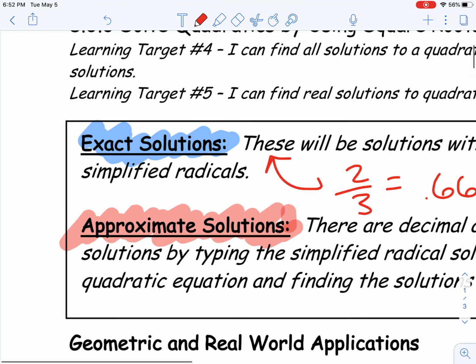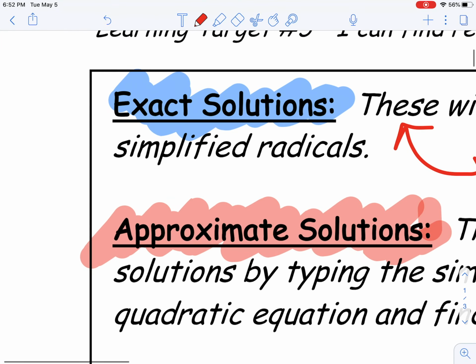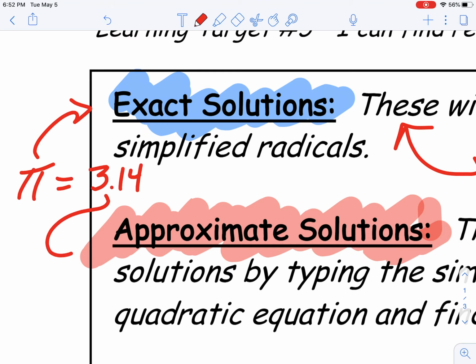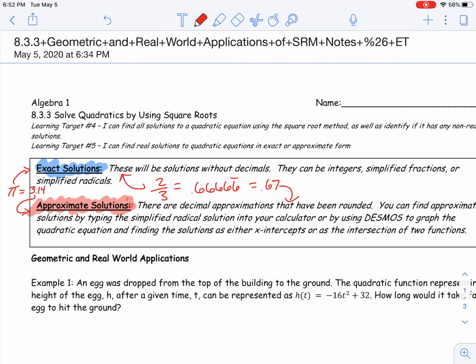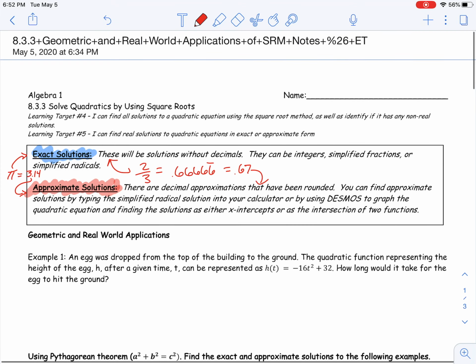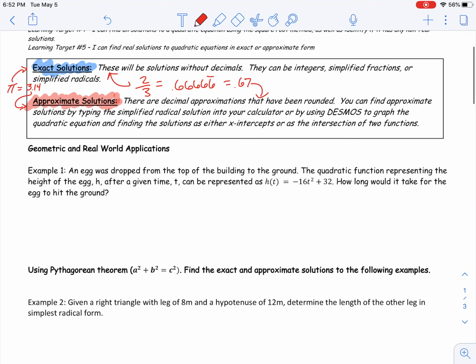One of the most commonly rounded or approximated numbers is pi, right? Pi is 3.14. That's what we always round it to, but we all know that it goes on forever. So if you use the symbol pi, that's exact. If you use the number for pi, that's approximate. You're approximating, you're estimating what it should be. All right, so let's go through some examples here.